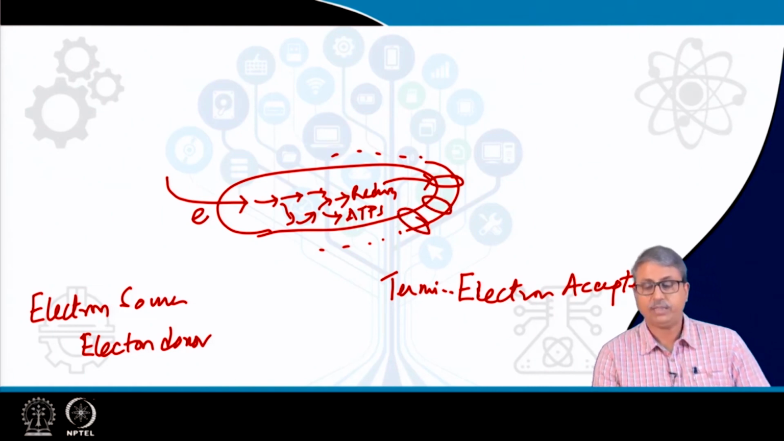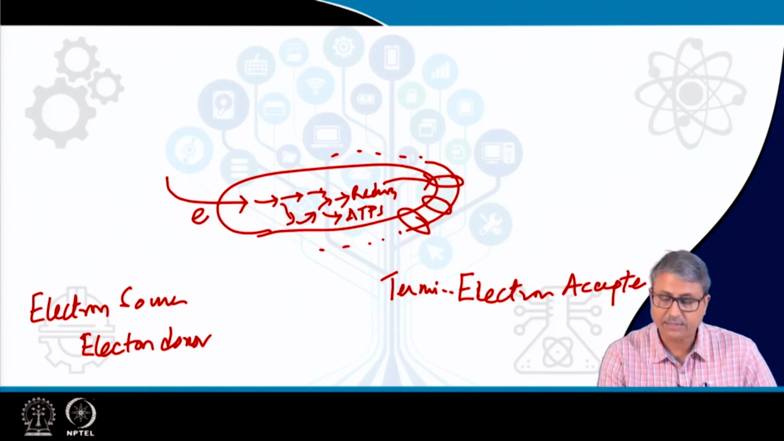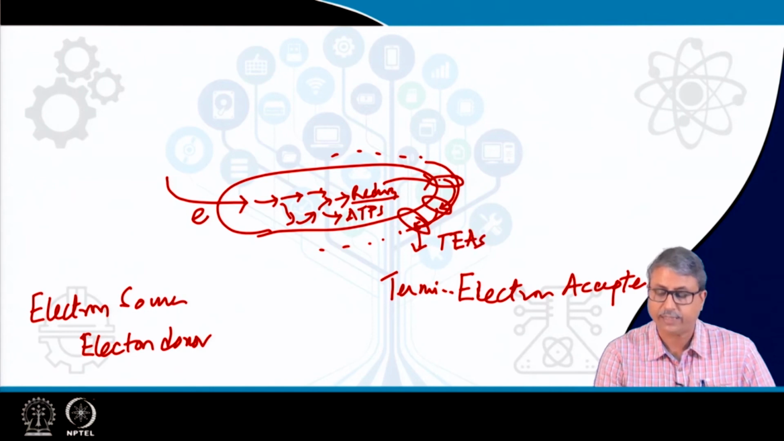If you remember, this is composed of a number of electron carrier complexes, and these electrons which are coming from this reducing power, like NADH H plus or FADH2, donate the electrons to these electron transport chain complexes, eventually capable of transferring the electrons to the terminal electron acceptor. So, we call them TEAs, terminal electron acceptors.